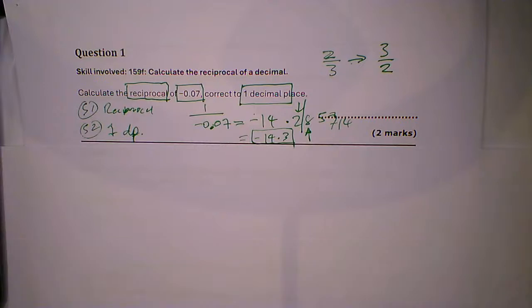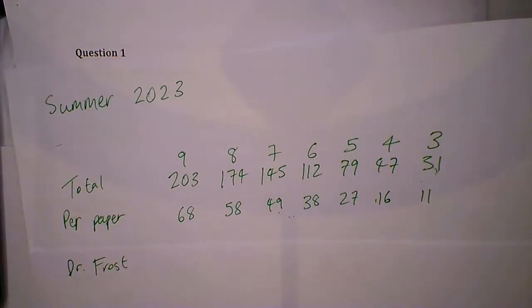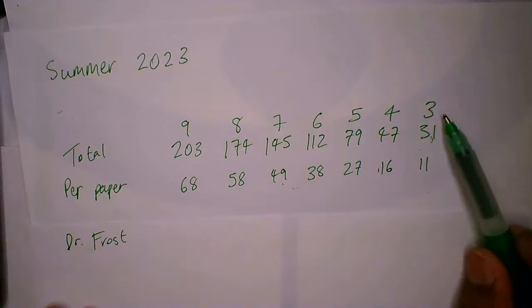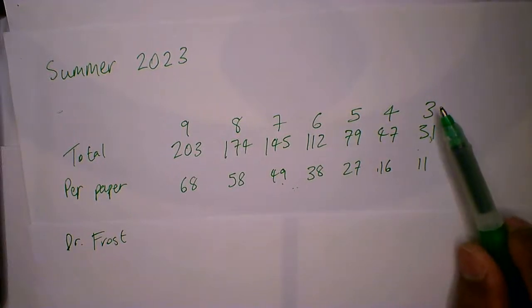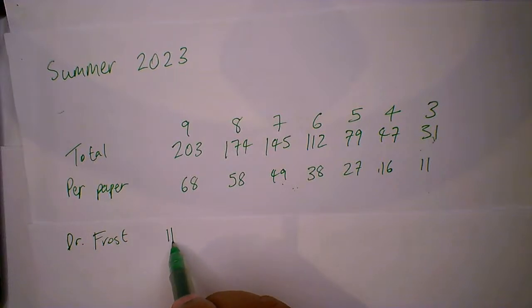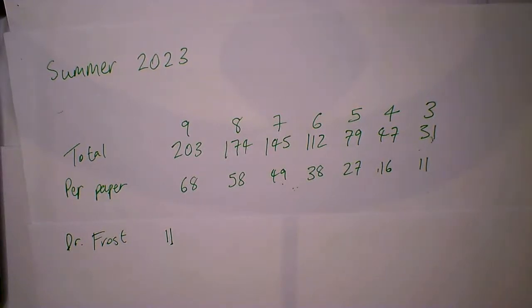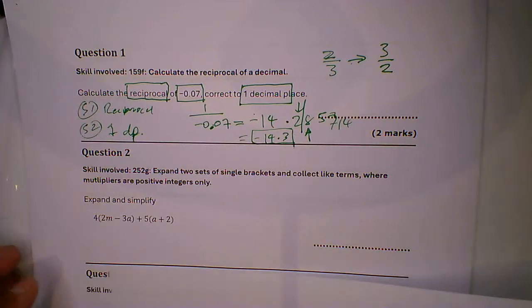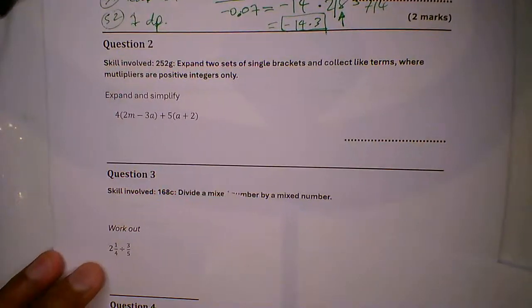Let's do a little tally as we go, which is in last year's exam paper we needed 31 marks in total to get a grade 3, 11 marks per paper. So that's what we'll do. We'll add a little tally. So we've banked 2 marks. We want to get towards a grade 3 first. Here is question 2.